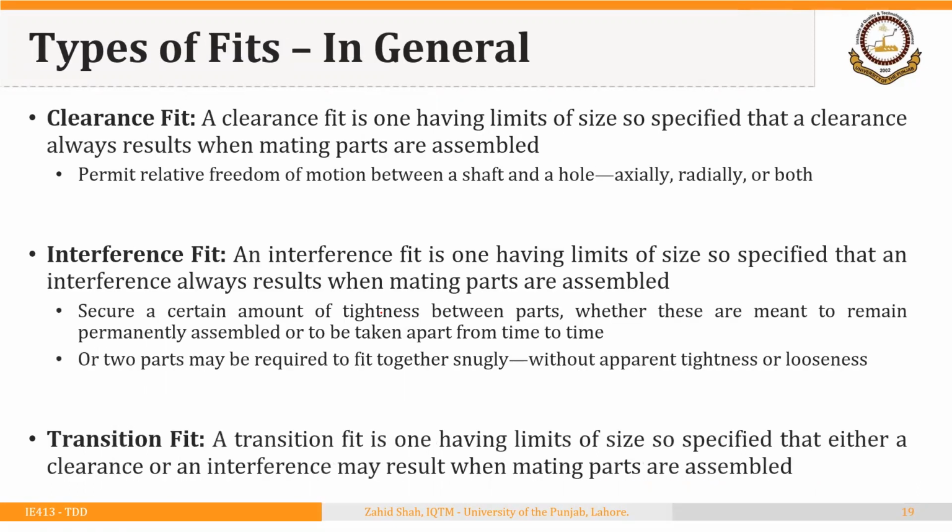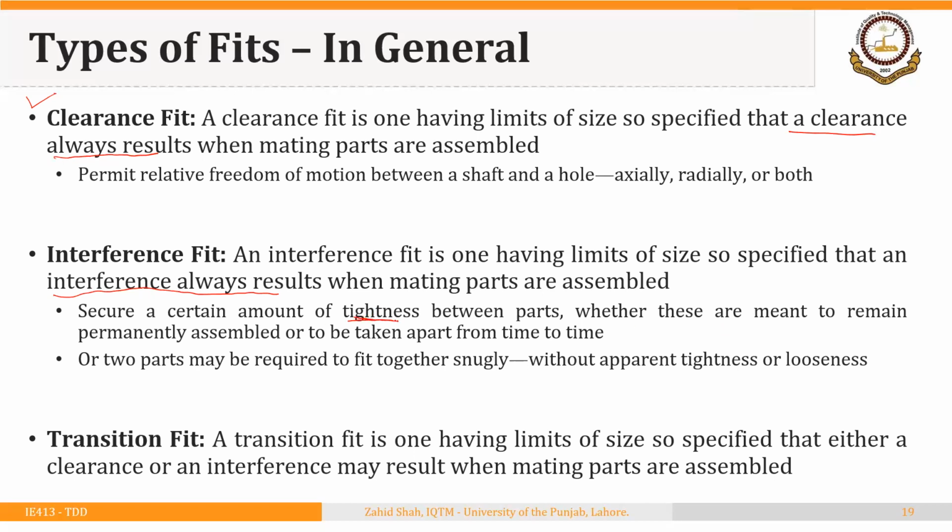There are three types of fits: clearance fit, interference fit, and transition fit. A clearance fit is one having limits of size so specified that a clearance always results when mating parts are assembled. It is used to permit relative freedom of motion between a shaft and a hole, axially, radially, or both. An interference fit is one having limits of size so specified that an interference always results when mating parts are assembled. It is used to secure a certain amount of tightness between mating parts.